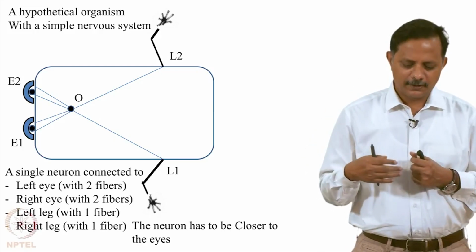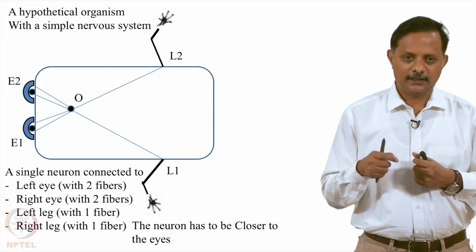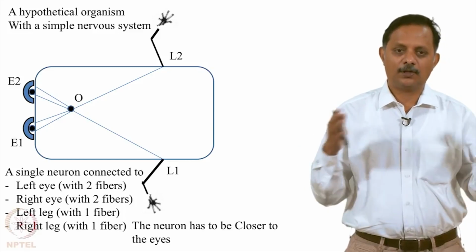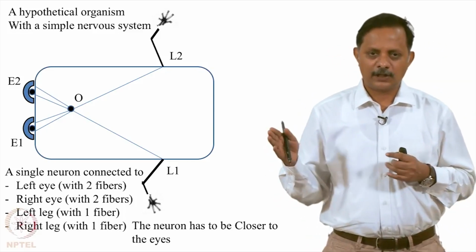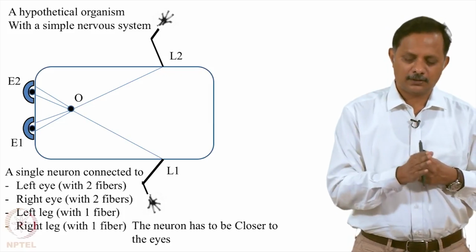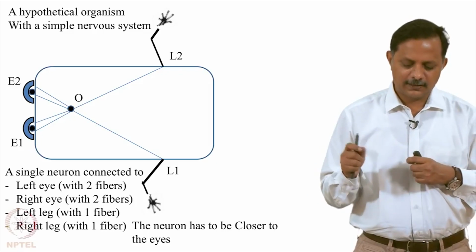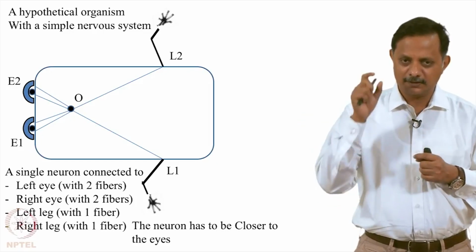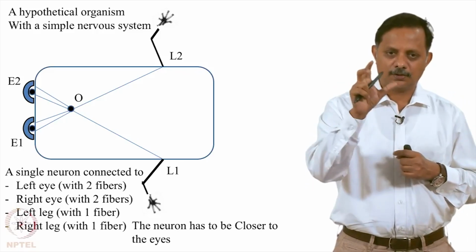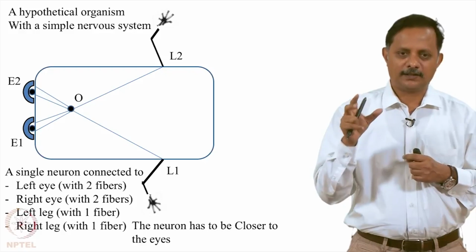So then what happens? Since more wires are connected to the eyes, if the neuron is too far from the eyes, you will end up with lots of wire. So you have to move the neuron as close as possible to the eyes, so that the overall wire length is minimized. So you start seeing some kind of a brain, a concentration of neurons close to the sense organs, giving rise to a brain-like structure in the head.